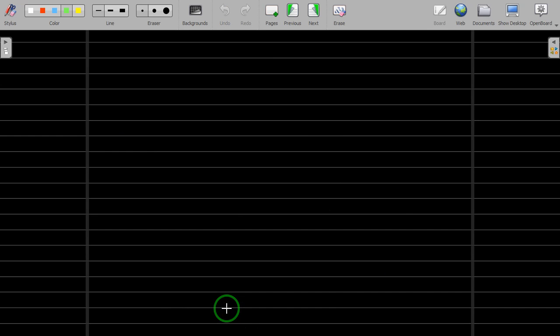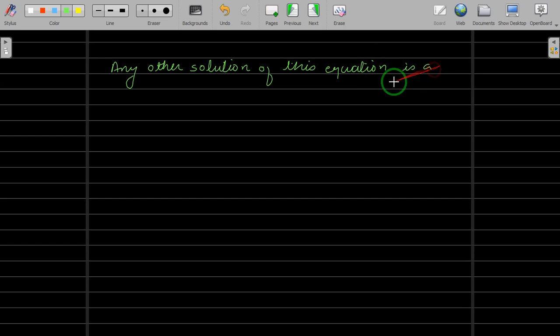Any other solution of this equation is a linear combination of these solutions. Again, you know what the meaning of linear combination is. So if you take any other solution, it will be a linear combination of these given solutions.